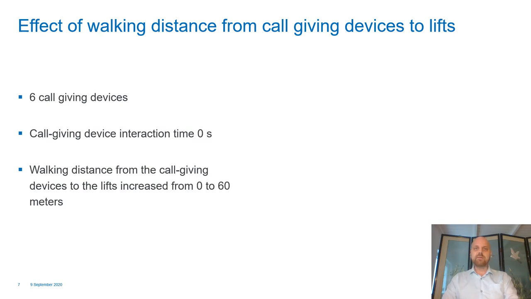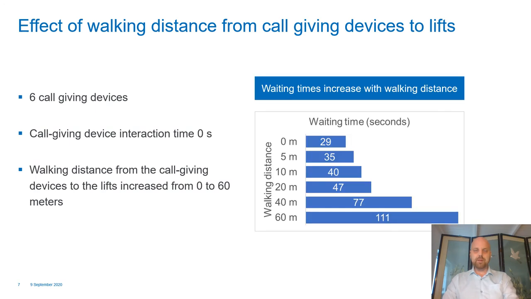Similarly, we studied effect of walking distances between call giving devices and lifts. With same 180 persons per 5 minute passenger demand, 6 call giving devices, and by assuming 0 second interaction time. Walking distances were increased up to 60 meters with assumption of 1 meter per second for walking speed. Average waiting time for different walking distances are shown. By looking only at waiting time, results would indicate that waiting times increase past 30 seconds already when distance to the lifts is increased to 5 meters.